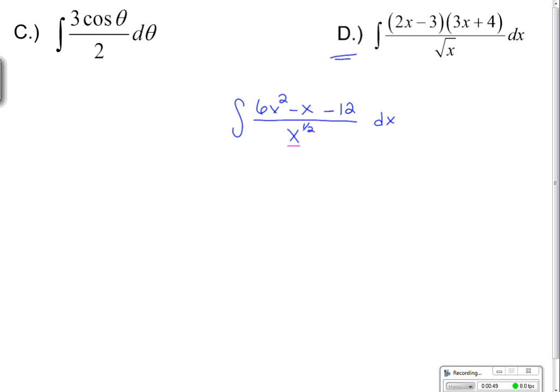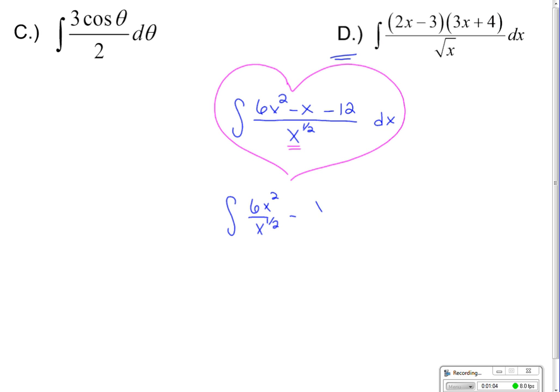And anytime I have just a single term down the bottom, these become ones that I really love, because we can use this nice little trick of simplifying by going 6x squared over x to the 1/2 minus x over x to the 1/2 minus 12 over x to the 1/2 dx. And we're able to take this rational function up here and convert it into a nice polynomial function down here.